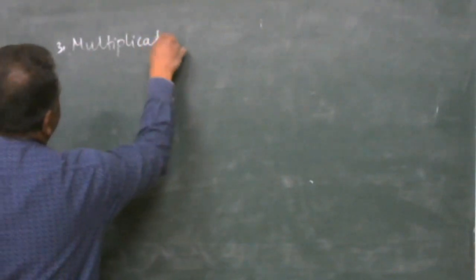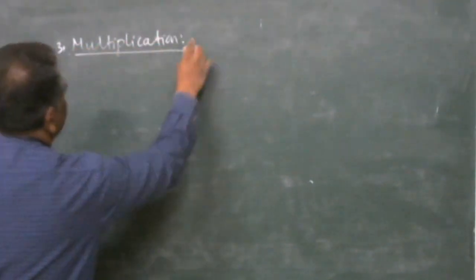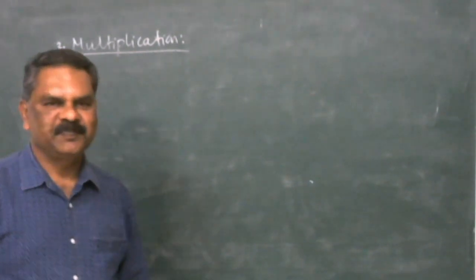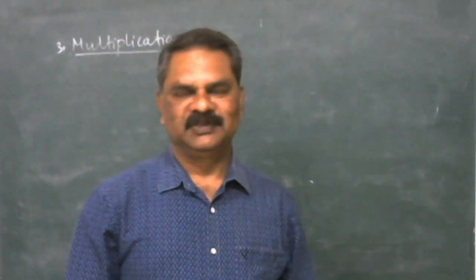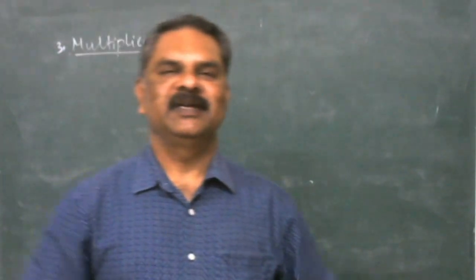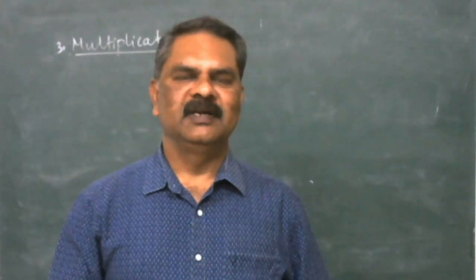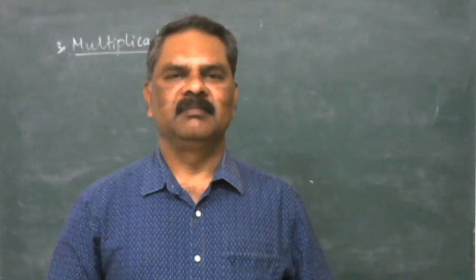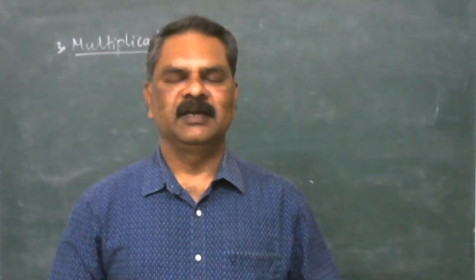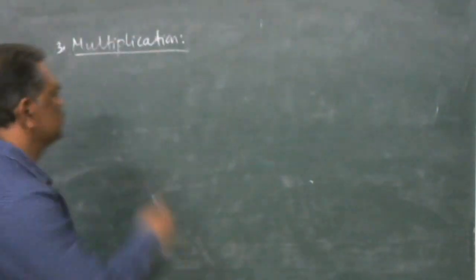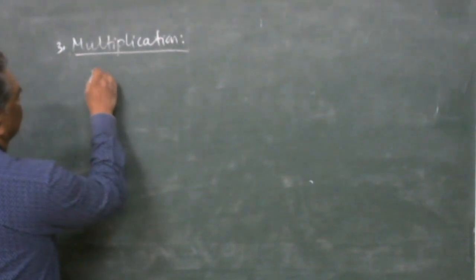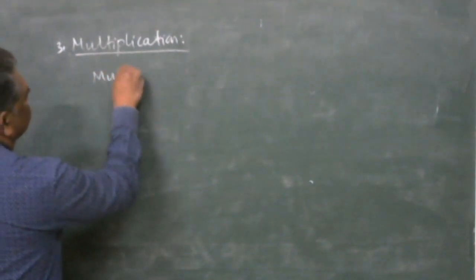The third operation is multiplication. Multiplication of fractions is very easy. Simple rule. Two fractions are there, you need not look at the denominator, you need not look at the numerator. Just multiply the numerators and multiply the denominators. Let me take one example.